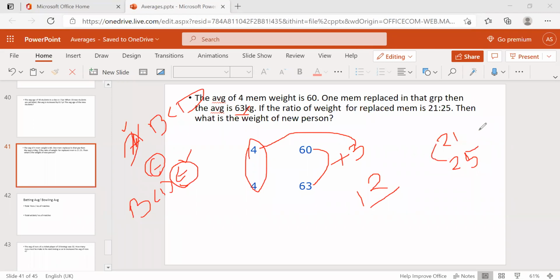So what's the difference here? 4 parts, right? 4 parts. And we know one part is nothing but 12. One part is nothing but 12. Now, the weight of the new person is 25 into 12. What's that? This is the answer.